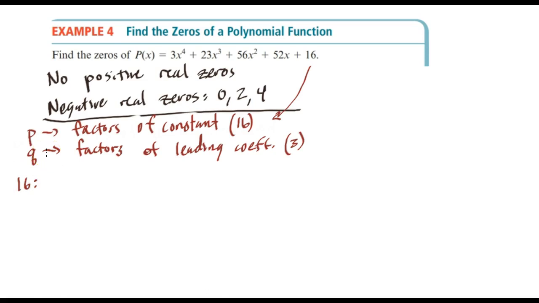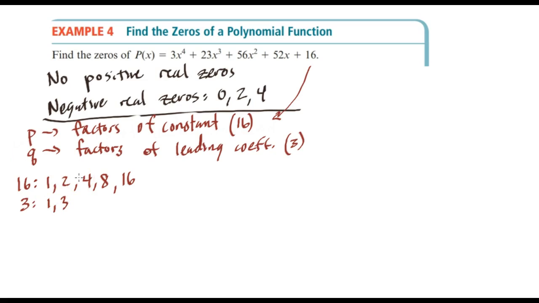Again, we're about to find the values of P. So factoring 16, we have 1, 2, not 3, but 4, not 5, not 6, not 7, but 8, 9, no, 10, 11, 12. Actually, there's no other ones until we get up to 16. And then we have 3, which is a prime number, so we only have 1 and 3.